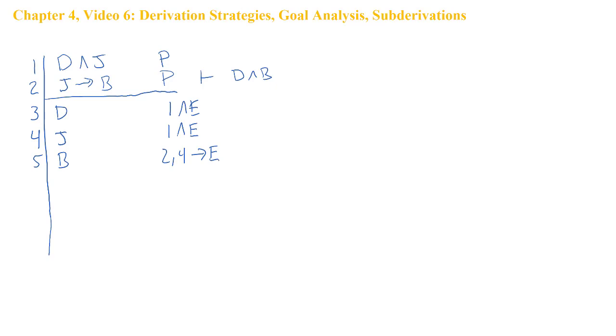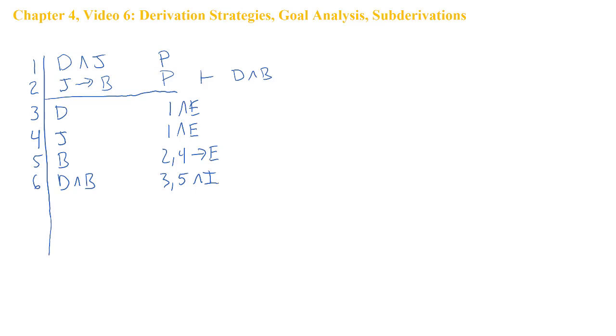Now, my goal was to get D and B, and I have them each in line 3 and line 5, so I can put them together into a conjunction on line 6. And I've reached my goal. So there I worked from the top down, basically just seeing what I could do, and then at some point realizing that I was pretty close to the goal and constructing it.